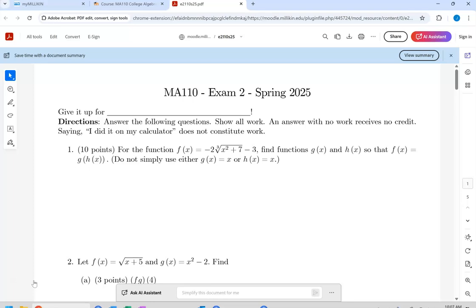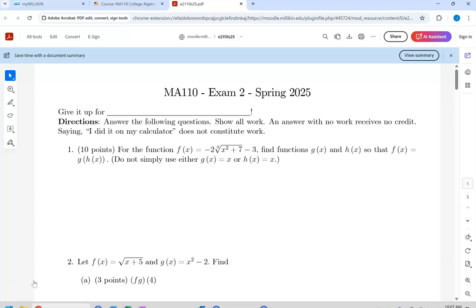And the first one here, remember it's trying to recognize a composition, looking for an inside and an outside idea, right? We did ones like these before. So one way to do this would be let your h of x be that x squared plus 7 idea there, right? That's kind of the inside. And then your outside would be -2 cube root of x minus 3. So when you use the composition.